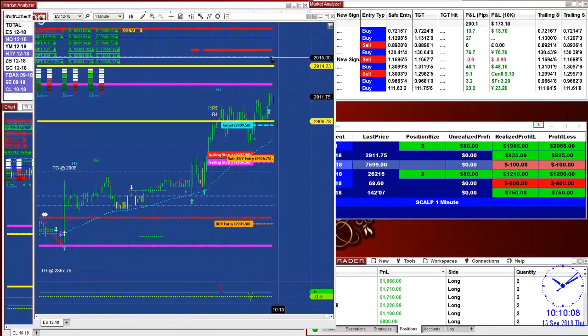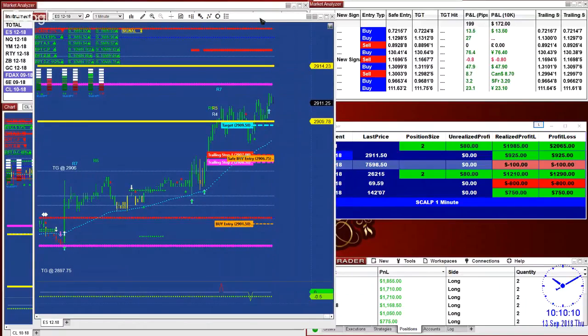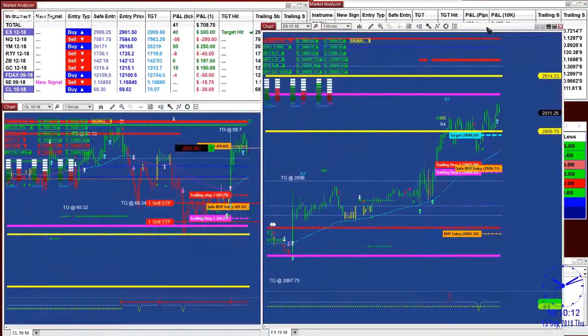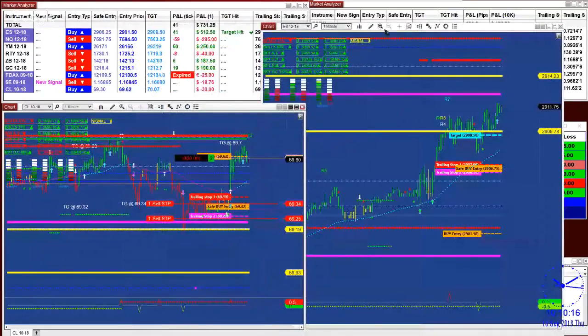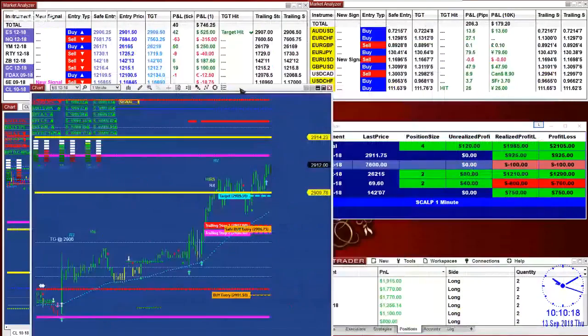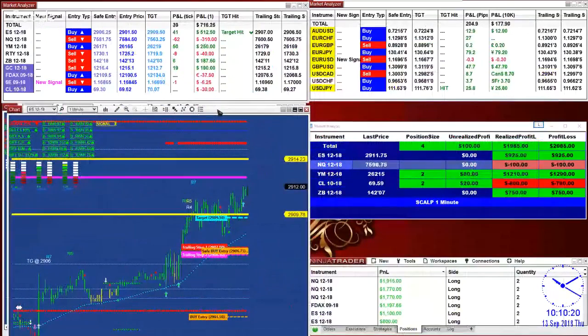If we notice right now, we are in this yellow zone and nothing is going to happen in this market on the ES. There is a new signal on the 6E. Let me show you.